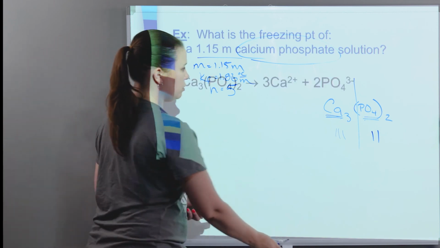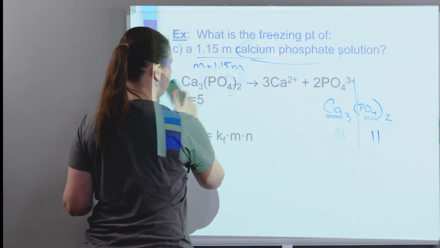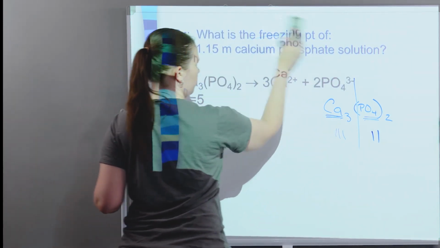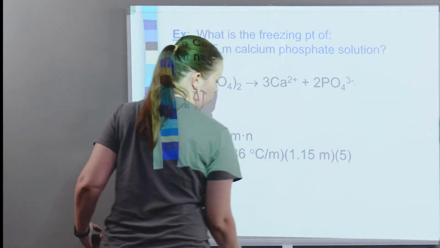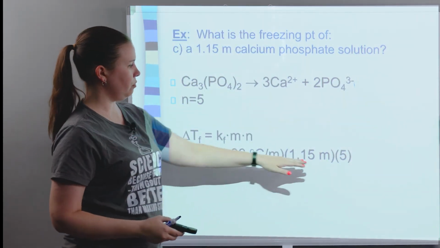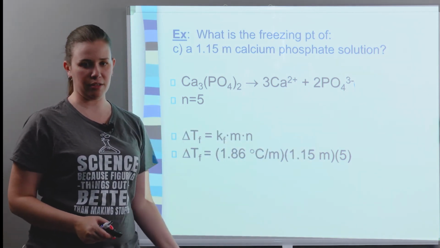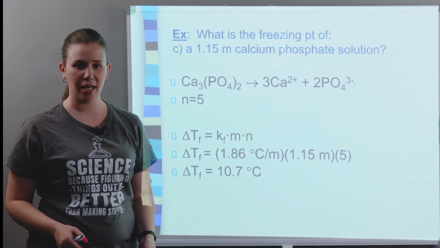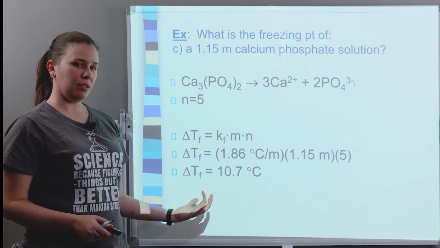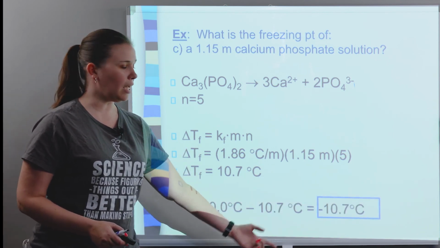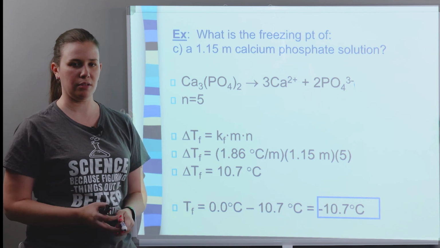So once we know that, we can start plugging into our formula again, using the same formula with the N multiplier. When you plug in your Kf, the molality, and then this time an N of 5, you're going to get 5 times the effect on the delta T, or about 10. So we need to now find the difference from 0, or negative 10.7 degrees Celsius.